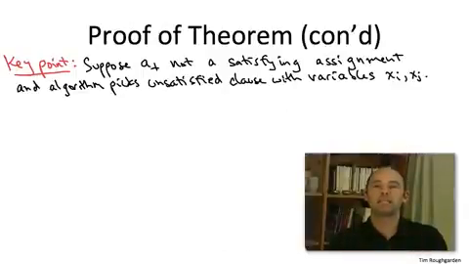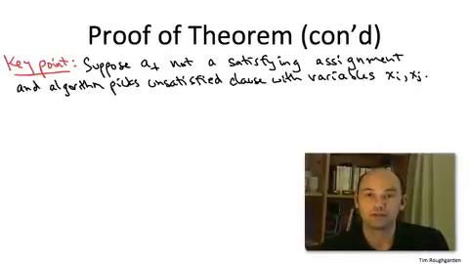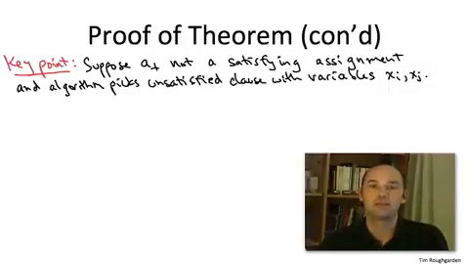Now we come to the key point in the analysis. Now we're going to understand the sense in which the algorithm on average makes progress. So suppose we're currently looking at the assignment a sub t, and suppose it's not a satisfying assignment. Then there's one or more clauses that are unsatisfied. The algorithm picks one of those. Let's say it's a clause involving the variables x sub i and x sub j.